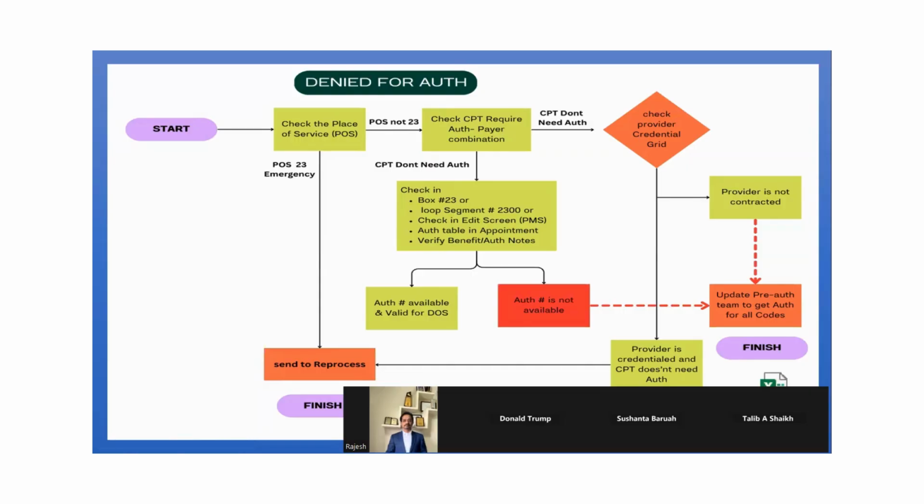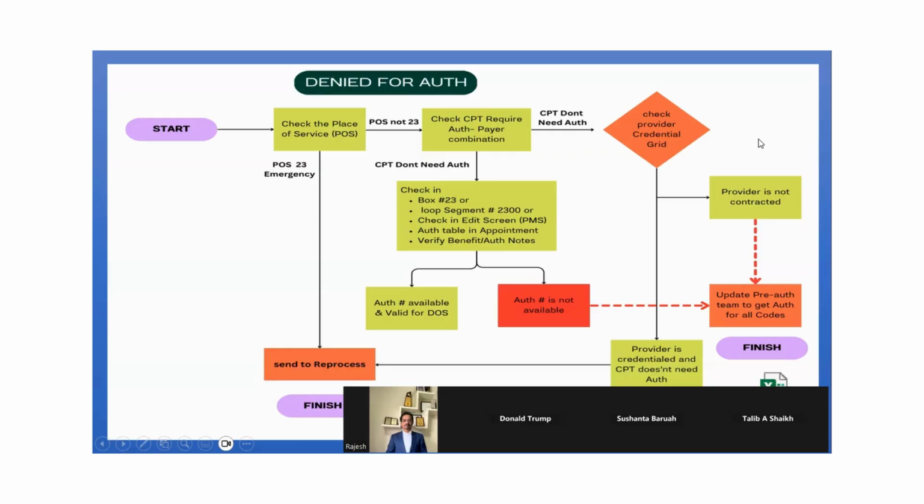If the provider is non-par with the insurance, then they may need auth for all the CPT codes. In that scenario, check the provider's credentialing category. If that is the case, then you have to update your prior authorization team to get auth for all the services that doctor is going to do. That's the only thing. So if the provider is credentialed, you send this claim back for reprocess. If the provider is not credentialed, update your pre-auth team.